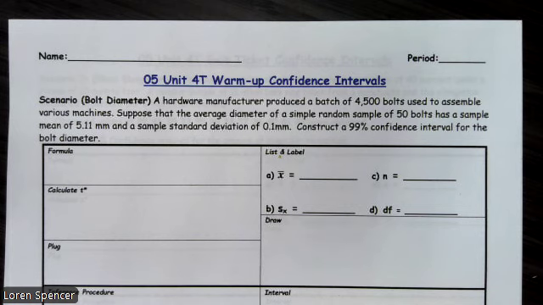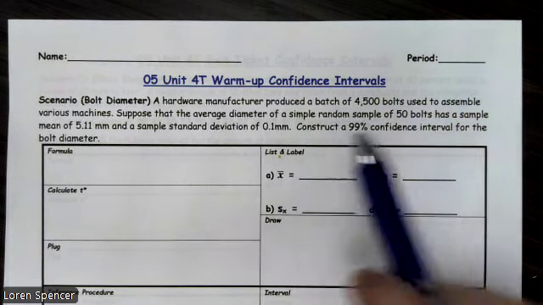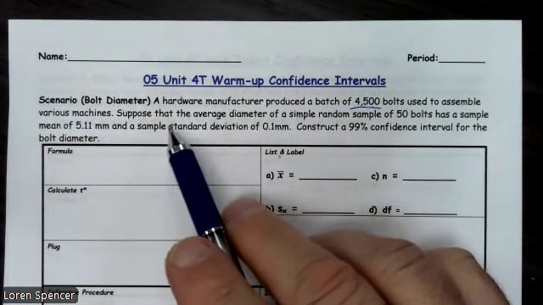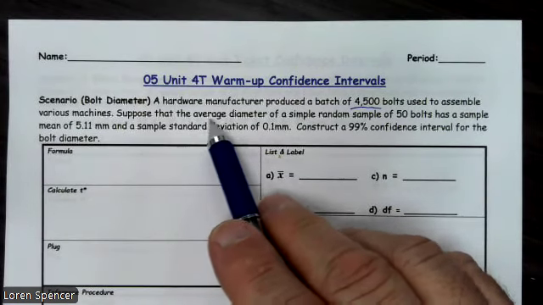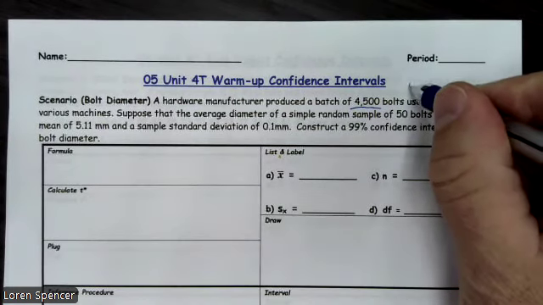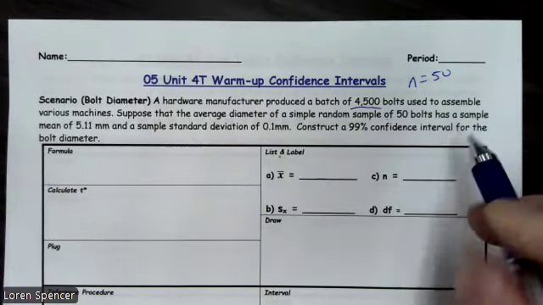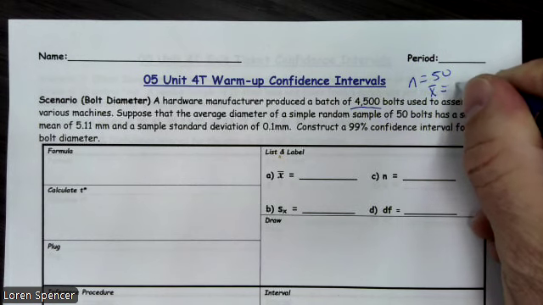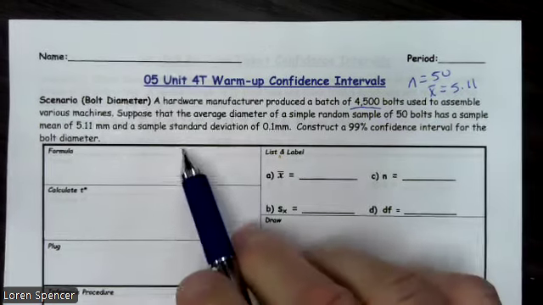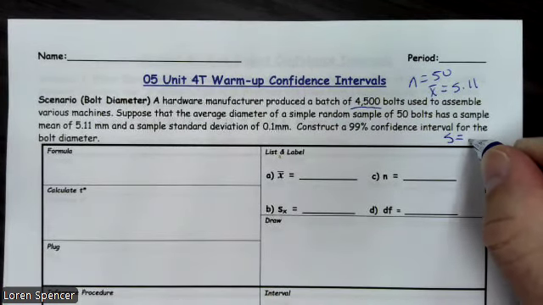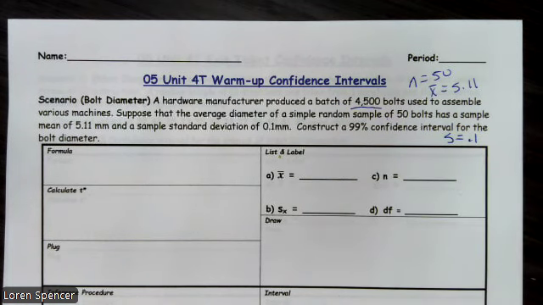So our scenario is a bolt diameter. A hardware manufacturer produced a batch of 4,500 bolts used to assemble various machines. Suppose that the average diameter of a simple random sample of 50 bolts, so we have n is 50 because we have a sample of 50, has a sample mean of 5.11. So we have an x bar equal to 5.11 and a sample standard deviation of 0.1. So our s is 0.1. Construct a 99% confidence interval for the bolt diameter.